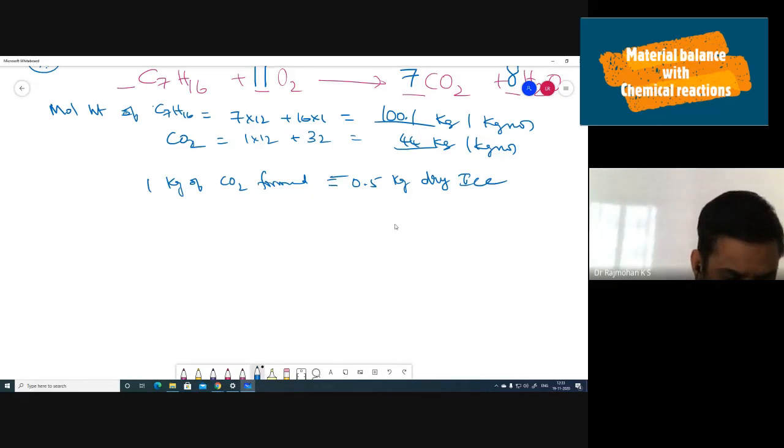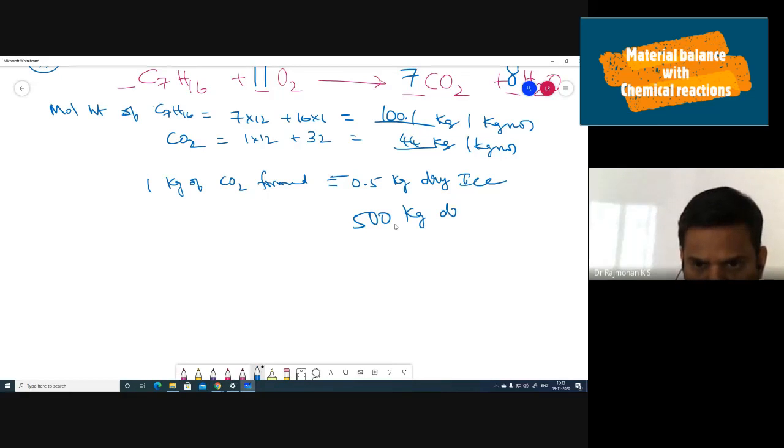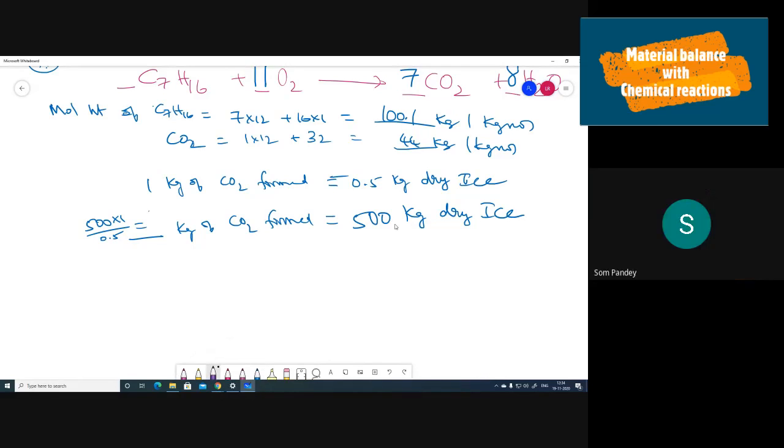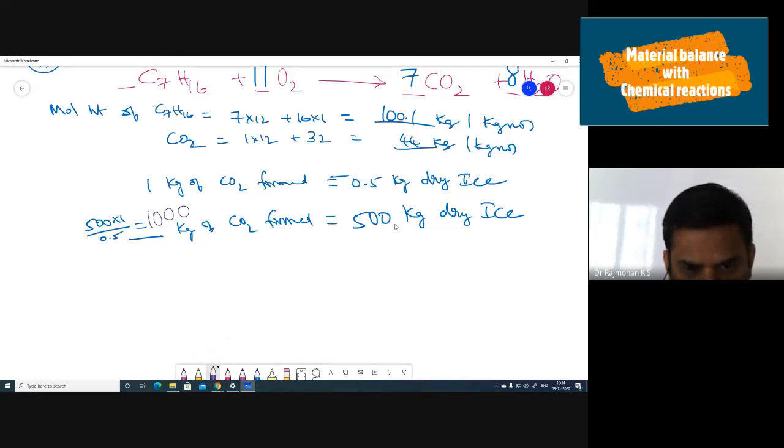So here the question is to form 500 kg of dry ice. To form 500 kg of dry ice, we should know how many kg of CO2 should be formed. So it should be 1000, right? You can calculate it with 500 into 1 divided by 0.5, which is equal to 1000, right? Yes, sir. So there should be 1000 kg of CO2 formation.